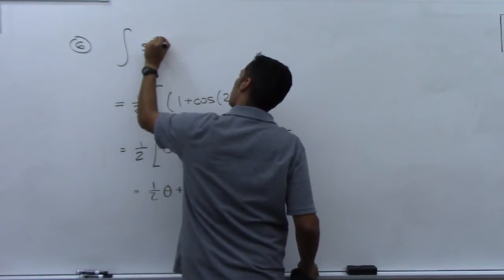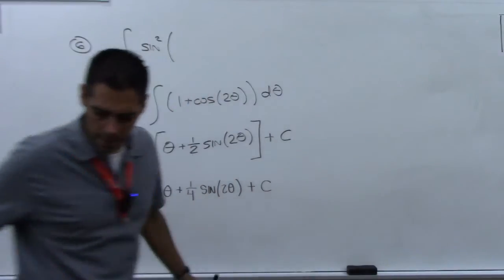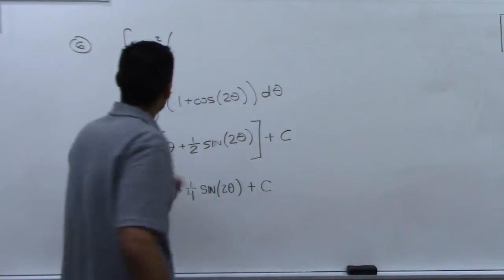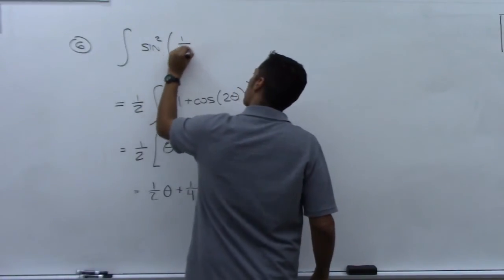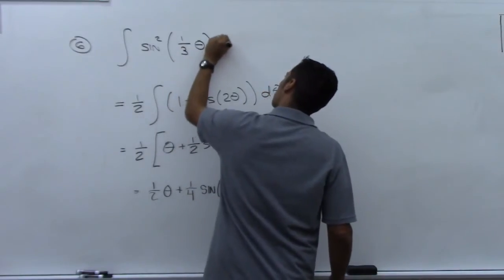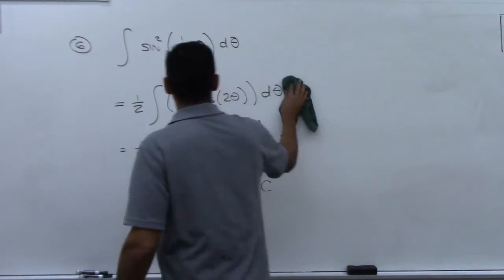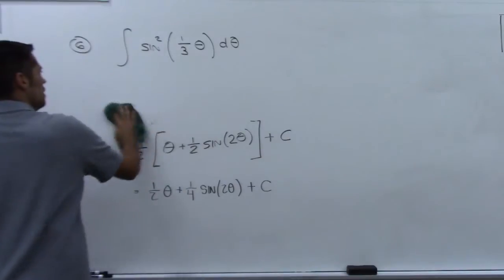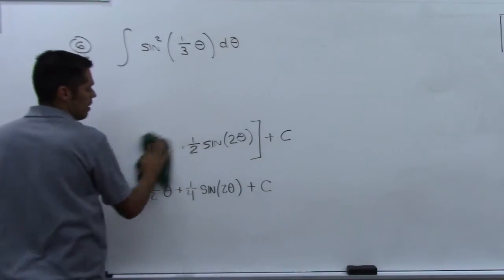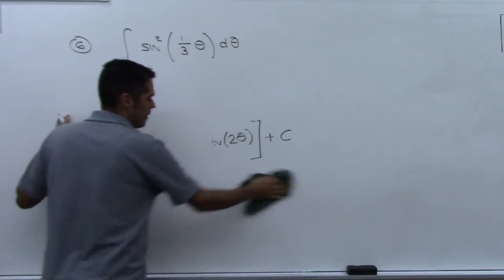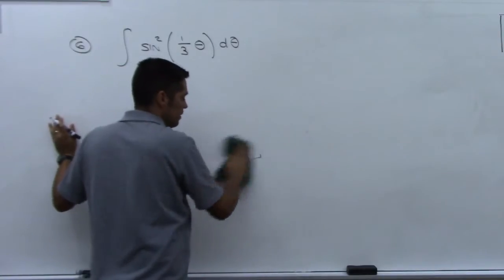Sine squared, how do they write that? 1/3 in front? Yeah, 1/3 theta d theta. This problem is going to work exactly like the last one, except, because it's squared, we have an even power, not an odd, so we have to use a different formula.